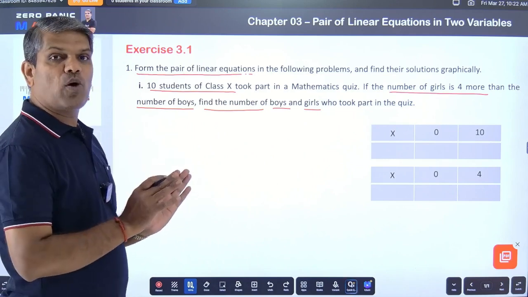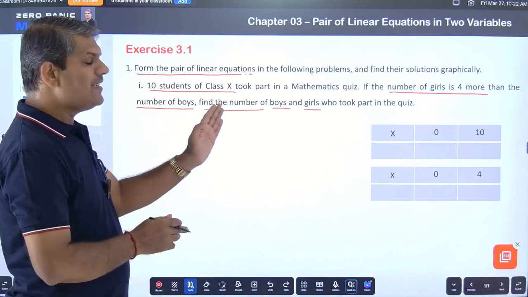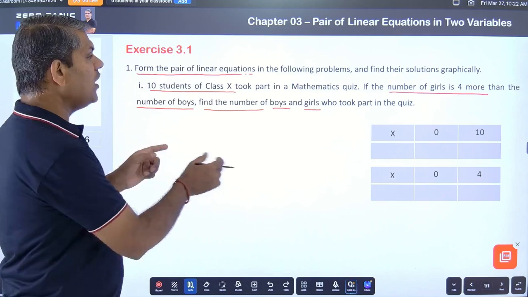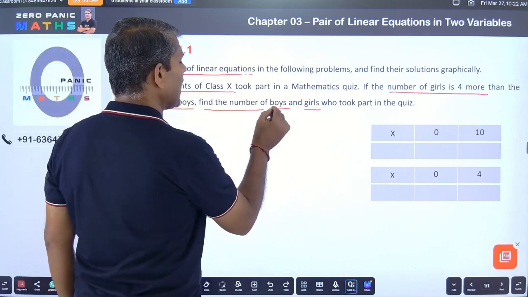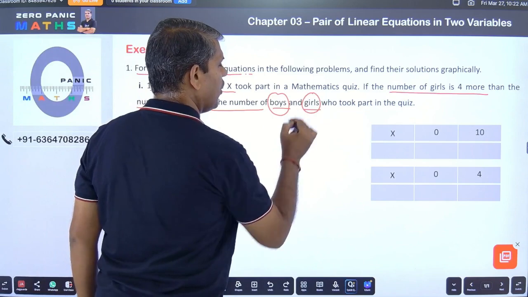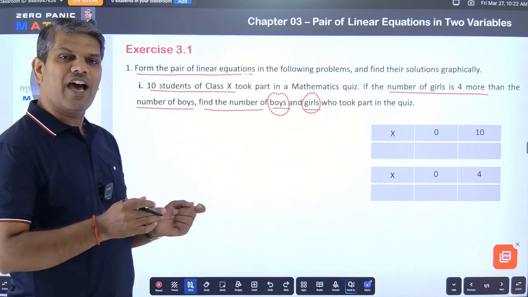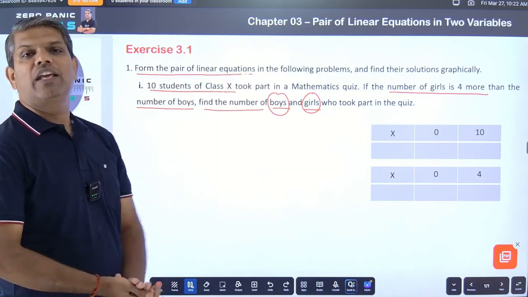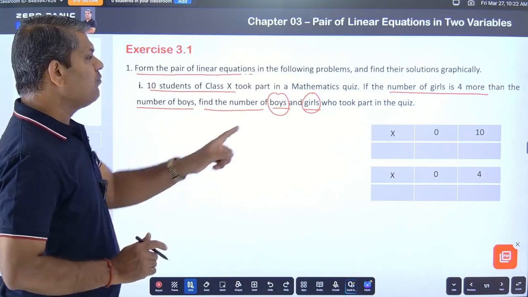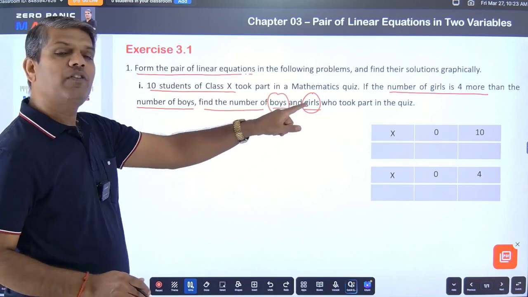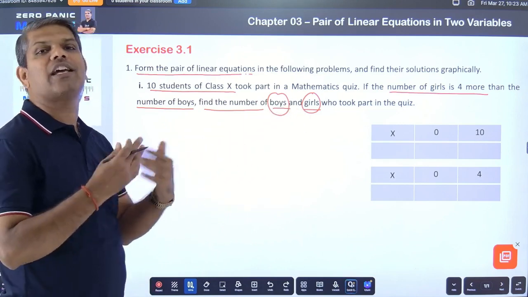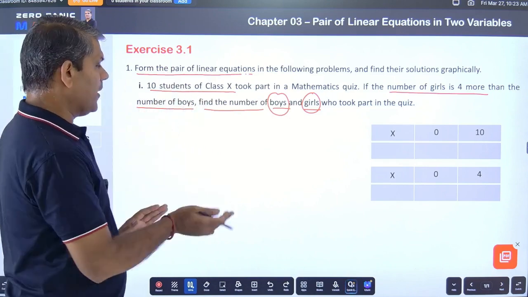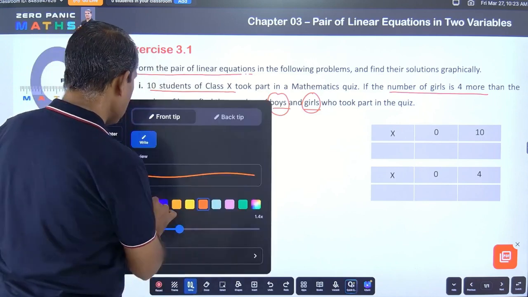Always in such kind of problems, listen to me carefully, go to the last part of the question and find out what is asked. So what is asked here? The number of boys and number of girls, and those are actually our two variables required in our pair of linear equations. So let us consider number of boys as x and number of girls as y. We have to find out x and y graphically. That is what our question is. Hope you understood this question. Let us go for the solution.